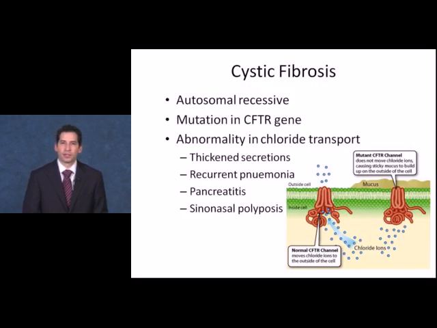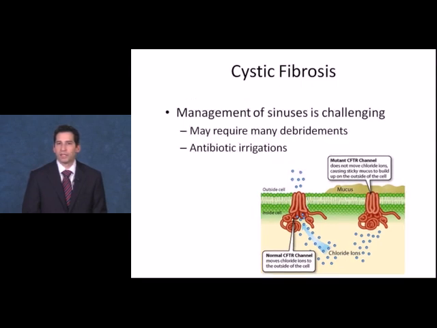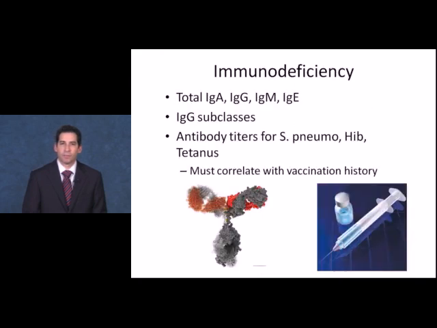Another special case is cystic fibrosis. This is an autosomal recessive condition which results from a mutation in the CFTR gene and a subsequent abnormality in chloride transport, which results in thickened secretions, recurrent pneumonia, pancreatitis, and sinonasal polyposis. Management of the sinuses in these patients is very challenging, may require many surgical debridements, and often benefits from frequent antibiotic and sometimes steroid irrigations.